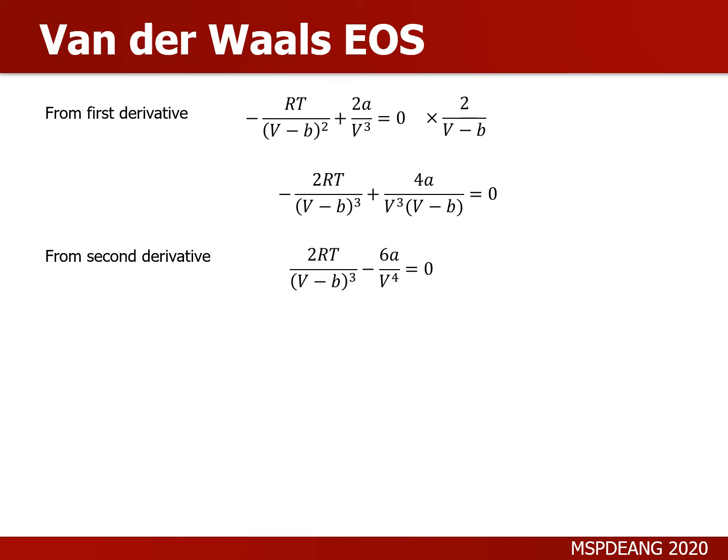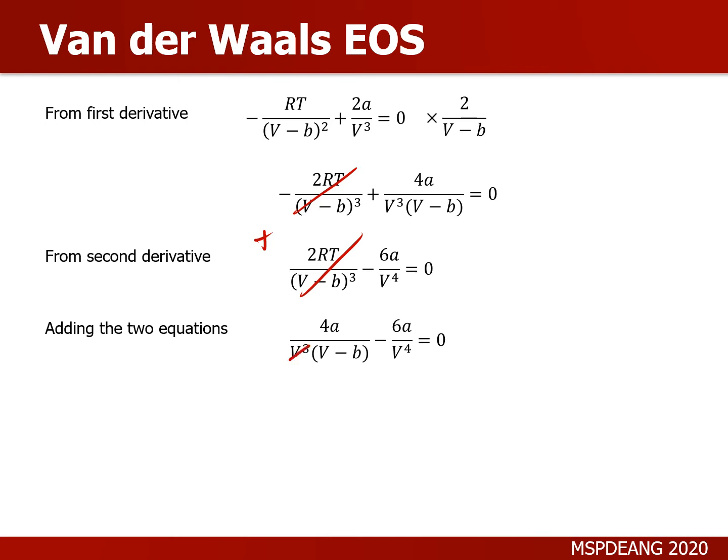Okay, and if we add these two equations, kung pinag-add natin yan, we can cancel these two terms; they will now cancel each other out. Combining these, you have the following expression: a over v cubed times v minus b minus 6a over v to the fourth is equal to 0. And we can simplify this further.